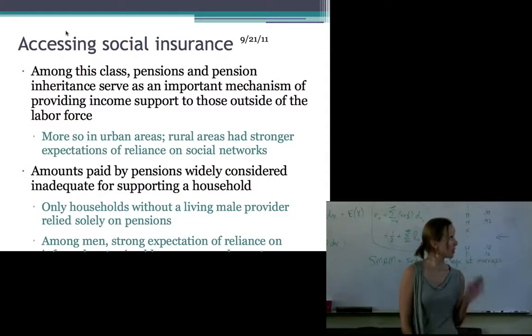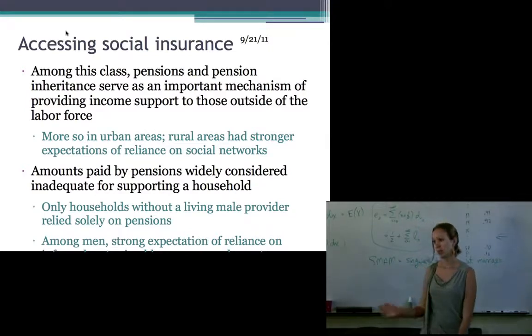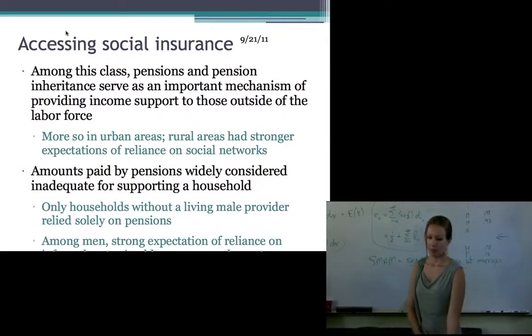So, in terms of access, I'm going to go through this last bit quickly. Again, pensions and pension inheritance serve as a very important mechanism for providing income support for those who are outside the labor force. For people who are unemployed, there's basically no income support. You have to rely on your family. This is largely for widows and other women who don't have a male provider. The amounts paid by the pensions are widely considered inaccurate or inadequate, and everybody is still working in the informal sector.